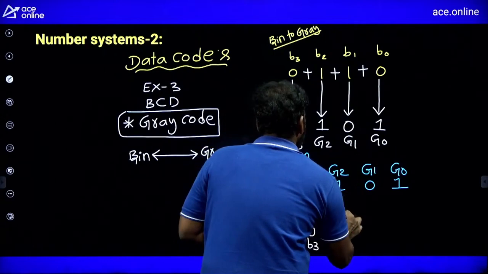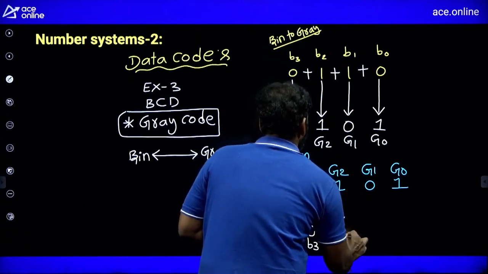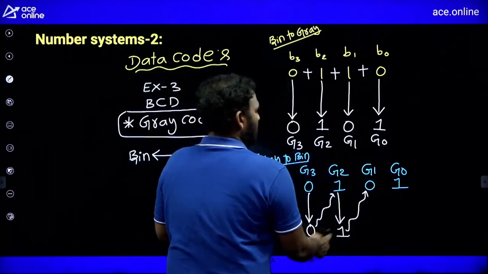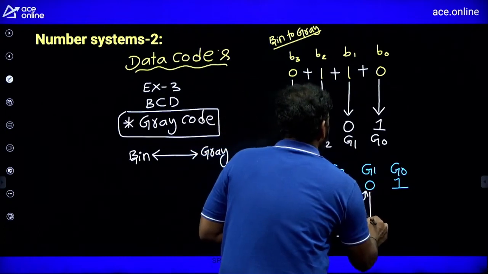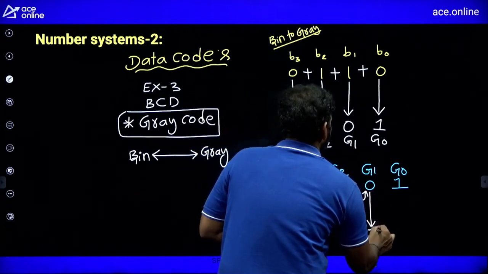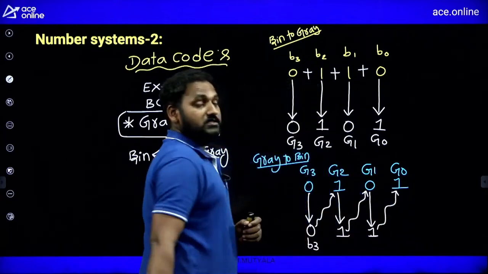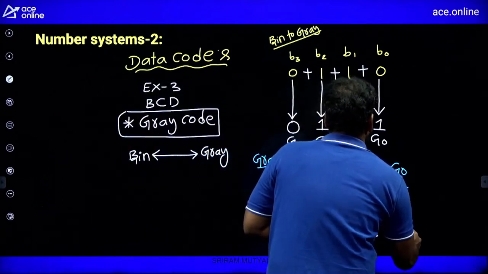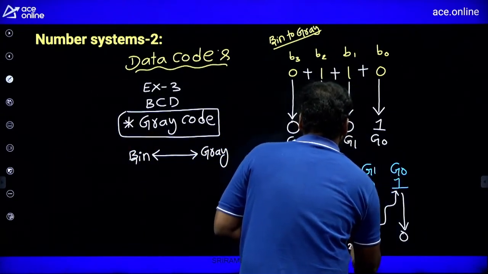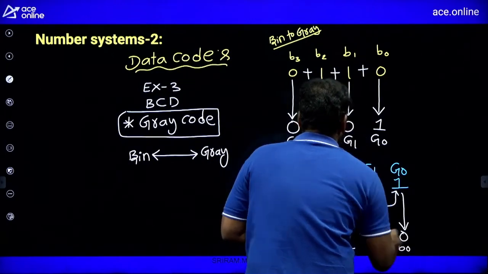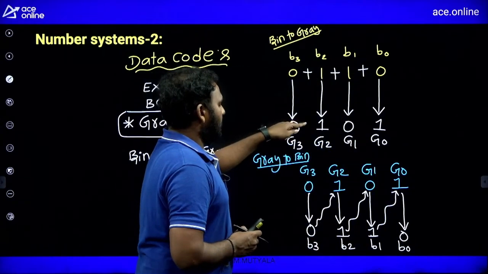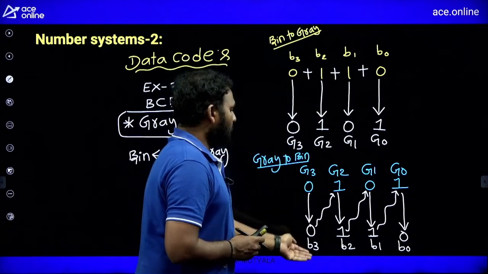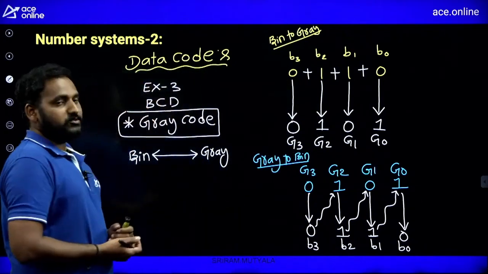0 plus 1, 1. Right? 1 plus 0, 1 plus 0, 1. 1 plus 1, 0 with carry 1, ignore the carry. So, this is B2, B1 and B0. Binary to grey, and we got back our number, like 0, 1, 1, 0, 0, 1, 1, 0, grey to binary. This is the conversion procedure, okay?